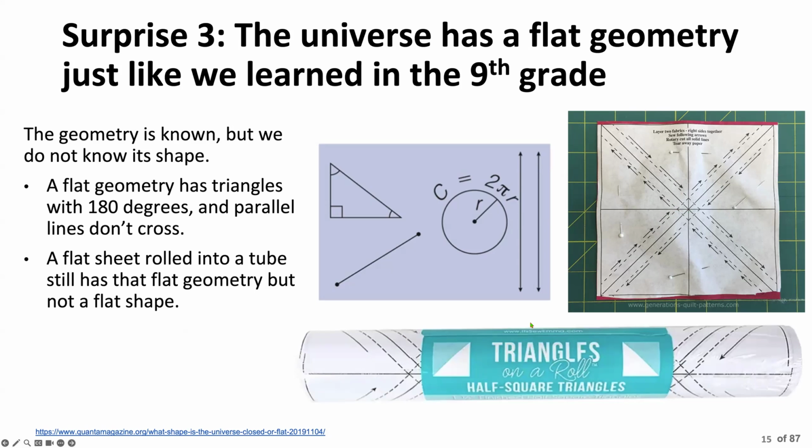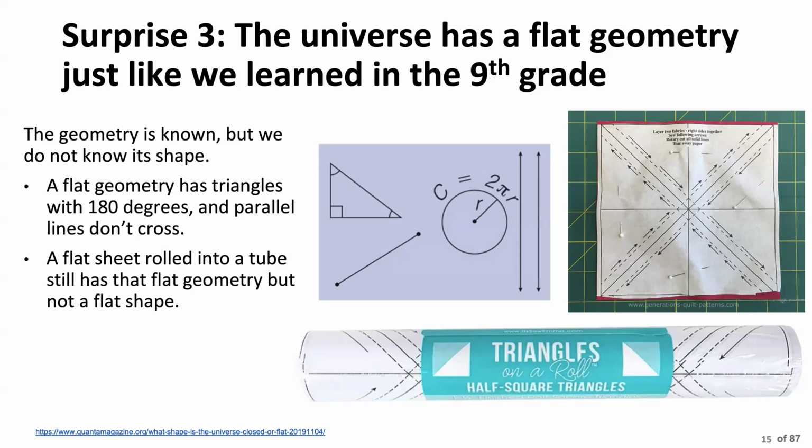The angles, for example, right here, there's an angle between two lines, a right angle. If you measure that and make it part of a triangle, you'll find that 180 degrees describes a triangle drawn on a flat sheet of paper, even if you roll it up. So this is an example of a flat geometry that doesn't have a flat shape. And the actual shape of our universe is in that form.